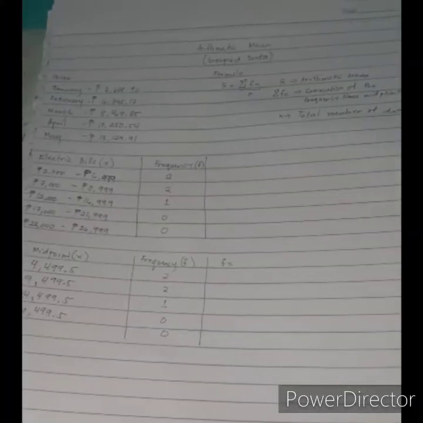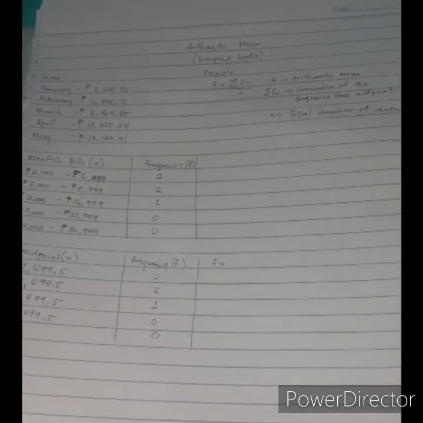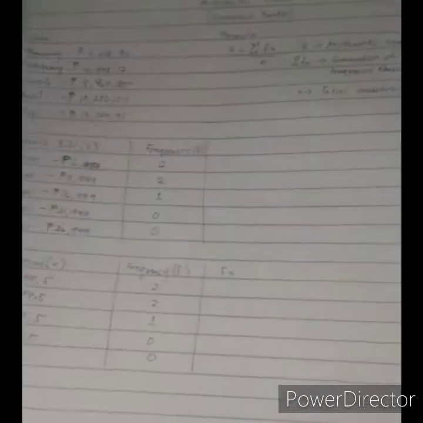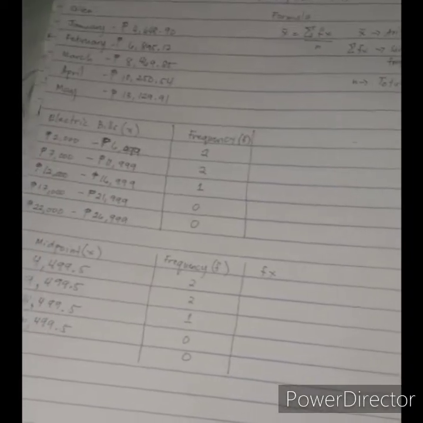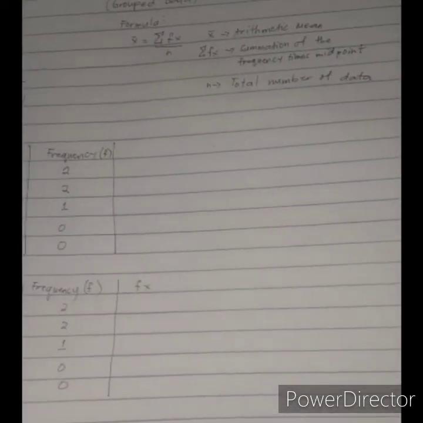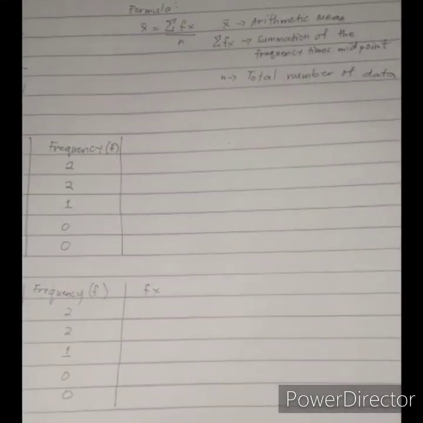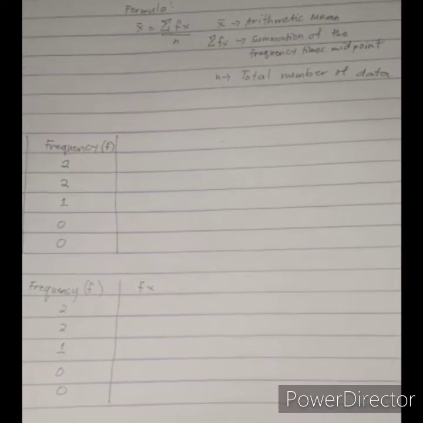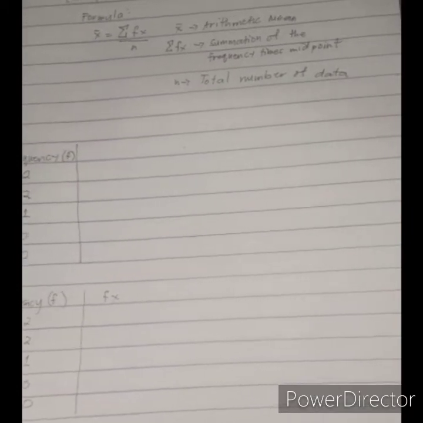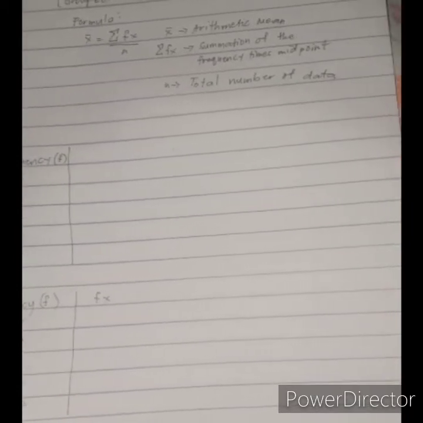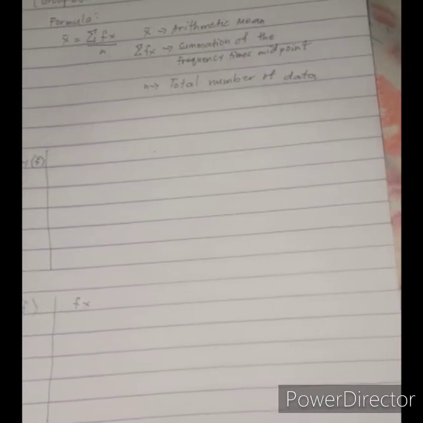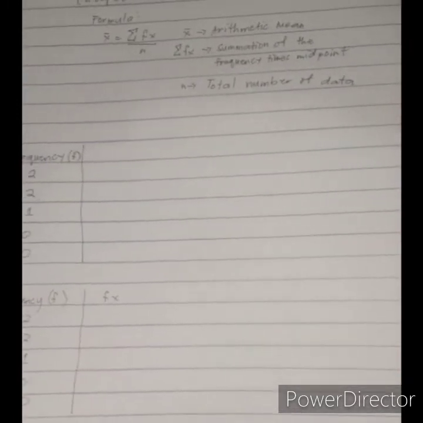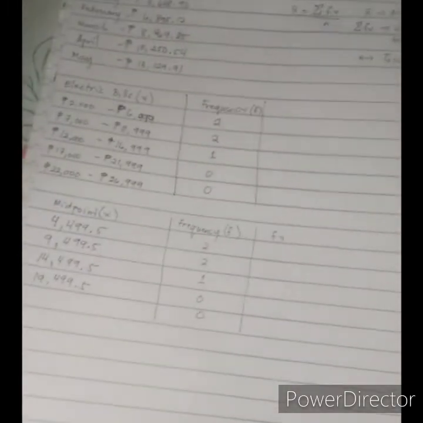Now the next one, I will show you how to solve the arithmetic mean in the grouped data. So this is now the arithmetic mean in grouped data. The given is still the same, but the formula is changed. So x bar is equal to the summation of f times x all over n, wherein x bar is the arithmetic mean, summation of f times x is the summation of the frequency times the midpoint, and n is still the same, the total number of data.